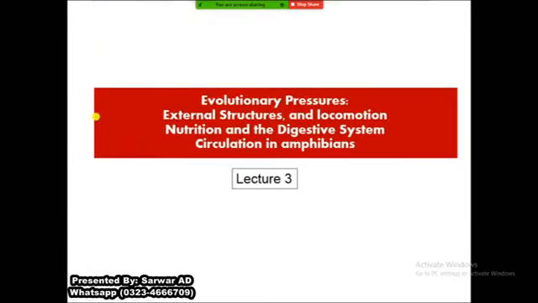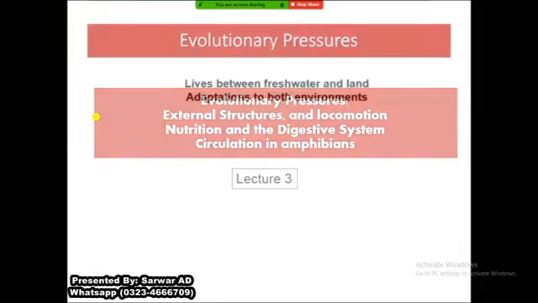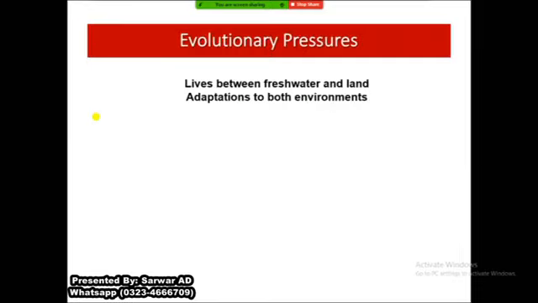Here is a brief outline of this lecture: external structure and locomotion, nutrition and the digestive system, circulation in amphibians. At the start we will slightly discuss the evolutionary pressures. Why do we need to discuss the evolutionary pressure?